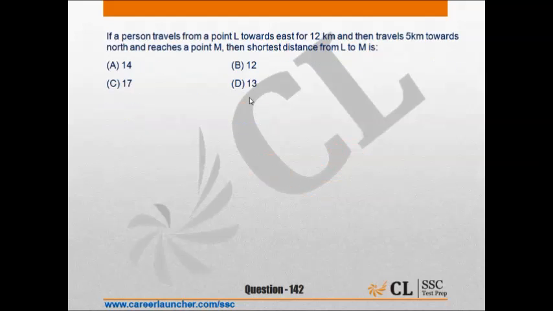The next question is, if a person travels from point L towards east for 12 km and then travels 5 km towards north, and reaches a point M, then the shortest distance from L to M is. We are very much clear that 12 km and 5 km make a triplet with 13 km. So we need not even draw the diagram. We can directly click our answer as option D.